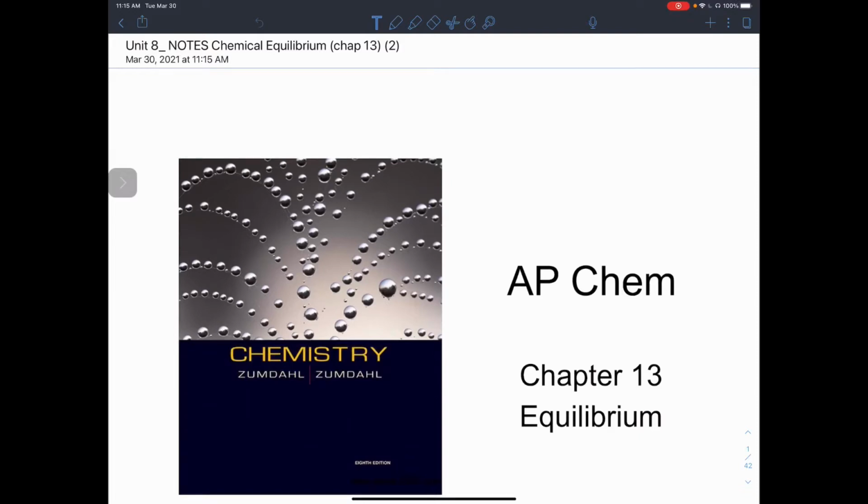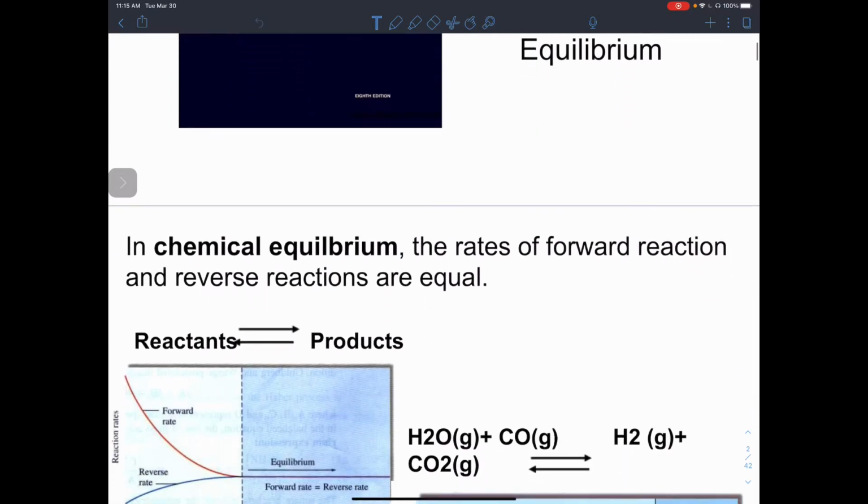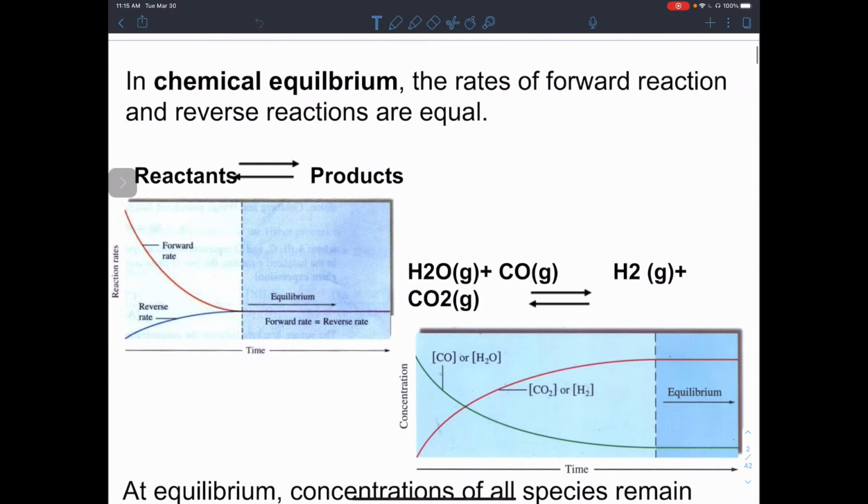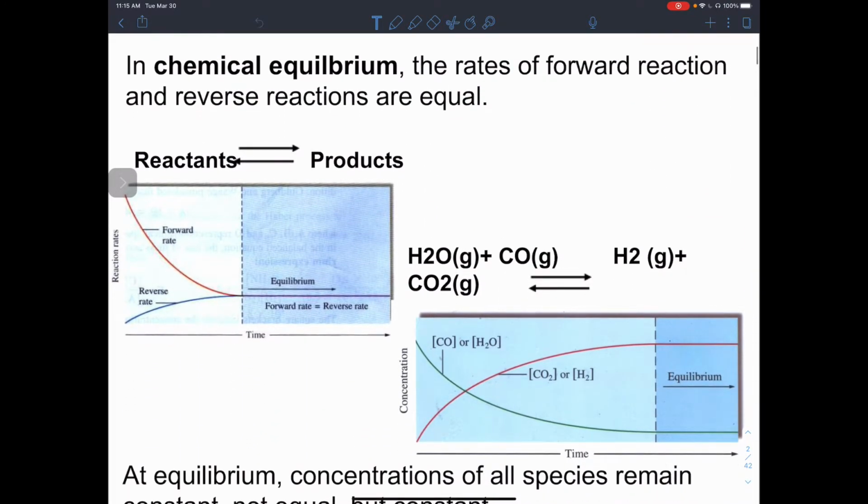Good day. We're going to start chapter 13. The topic is chemical equilibrium. In chemical equilibrium, the rates of forward and reverse reactions are equal. If we take a look at this first graph, we see that over the course of time, the rate of the forward reaction becomes aligned with the rate of the reverse reaction.